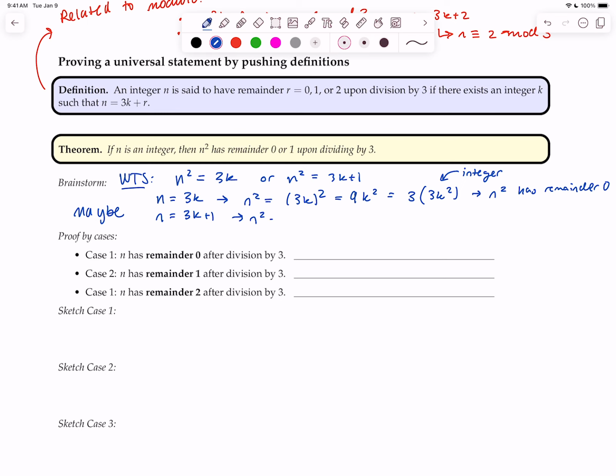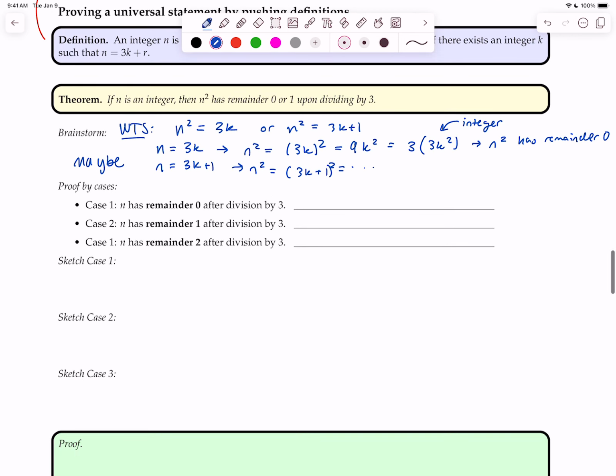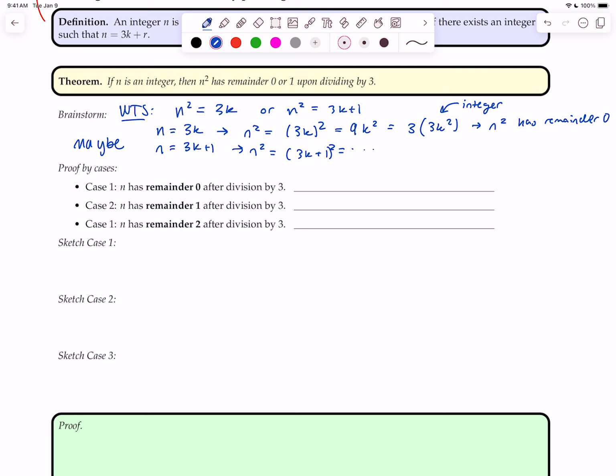then we do n squared. What would that look like? Well, we get 3k plus 1 squared, and we do some work. I think we're going to get something kind of similar. Okay, I'm kind of jumping ahead here. So if we're filling out this outline, I've done some of this already.